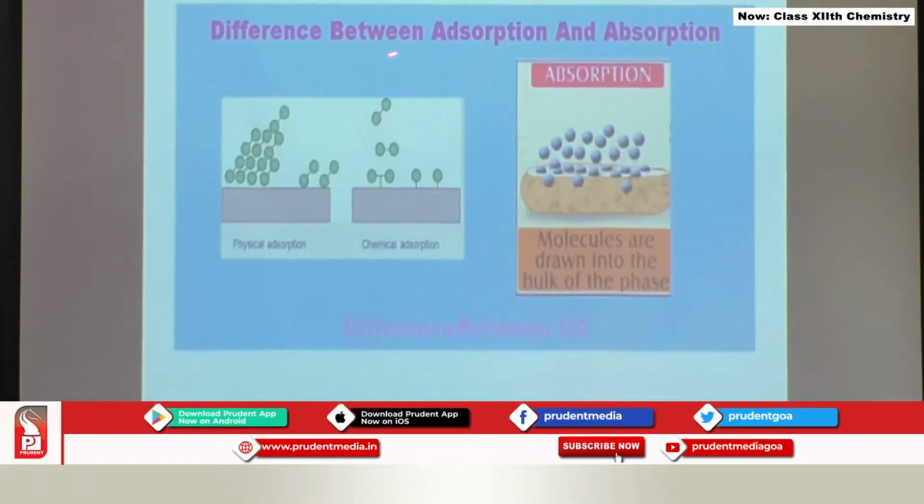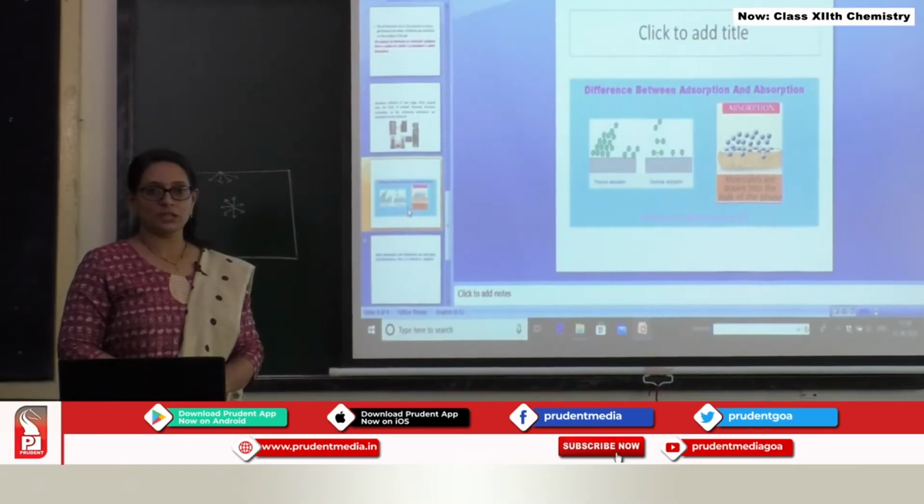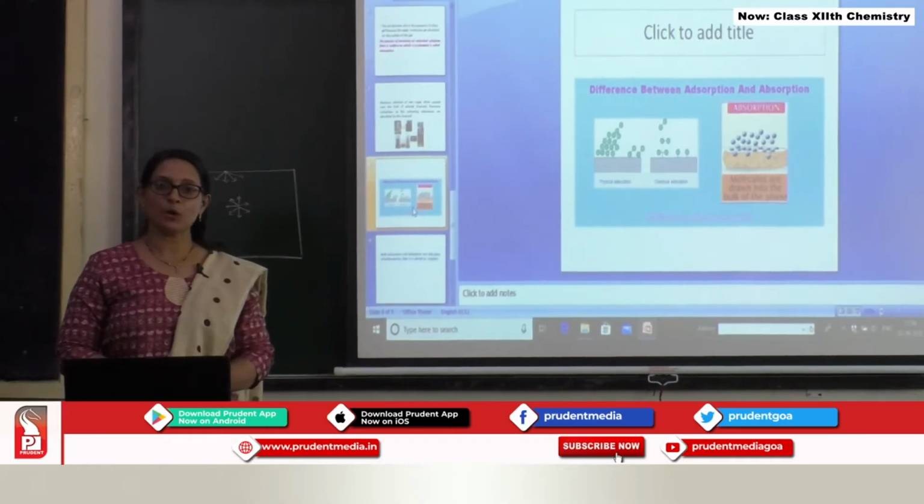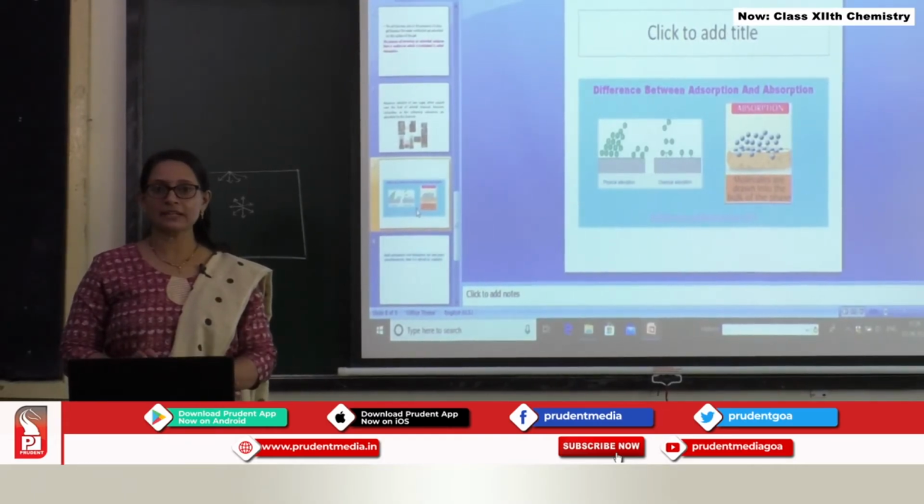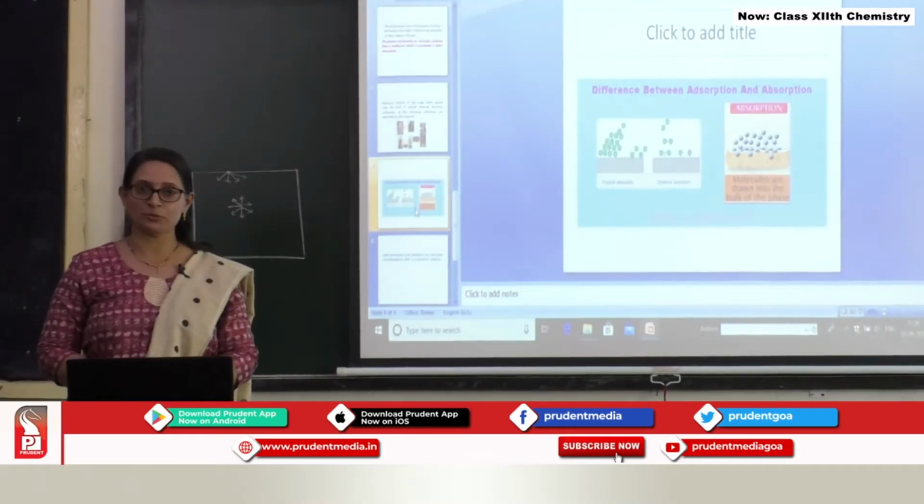This is the difference between adsorption and absorption. This clearly indicates how absorption is different from adsorption. See, in adsorption what is happening? The particles are just getting settled on the surface. But in absorption what is happening? The particles are not only getting adsorbed, but they are slowly penetrating into the bulk of the surface. So, that is the major difference between adsorption and absorption. So, now after this slide we are going to show one small activity which is going to give us a clear-cut idea about adsorption and absorption.